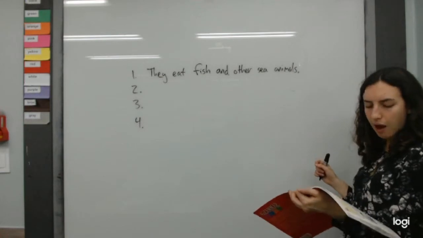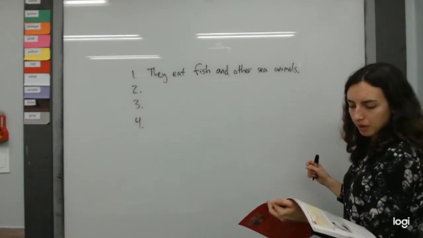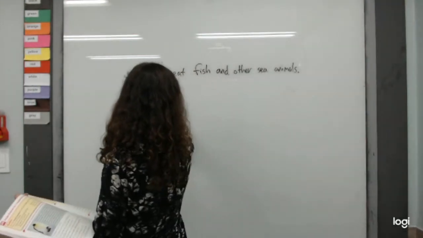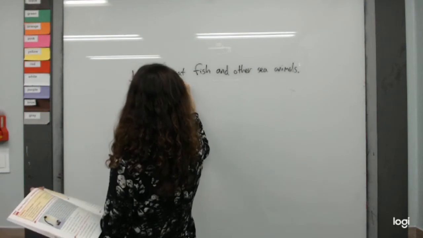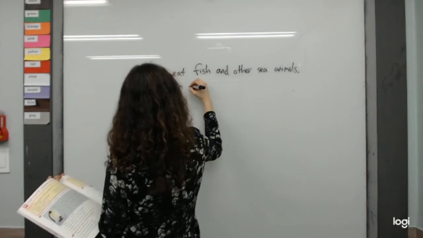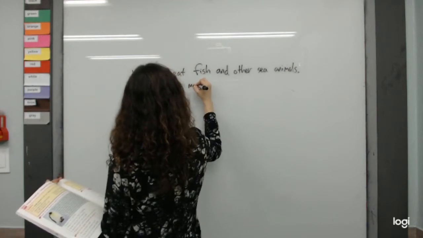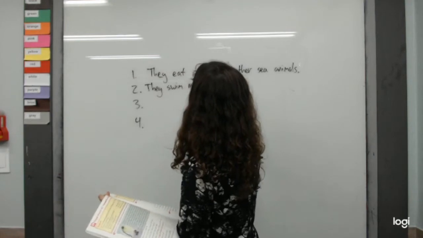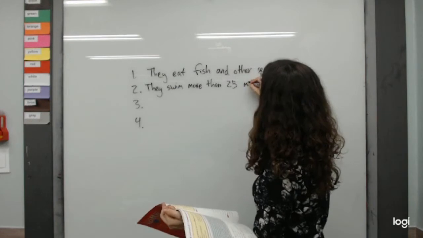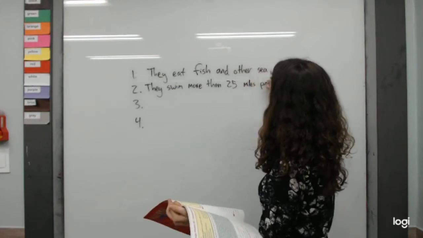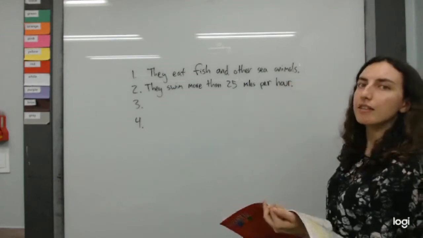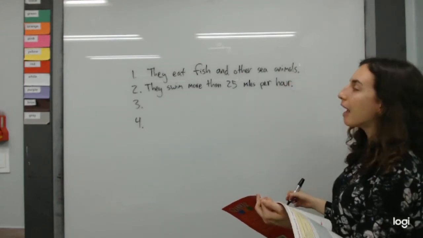The next one, how fast can penguins swim? We can see they swim more than 25 miles per hour. So they swim very fast. They can swim more than 25 miles per hour.